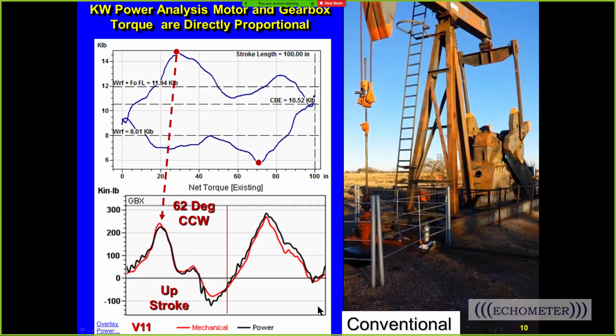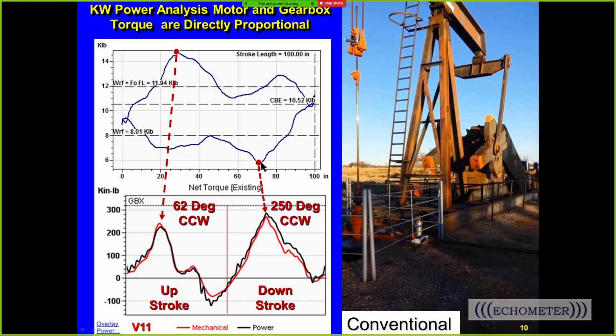Let me get this thing going here. And this peak load represents the peak gearbox torque on the upstroke, and this minimum load here represents the peak net torque on the gearbox on the downstroke.